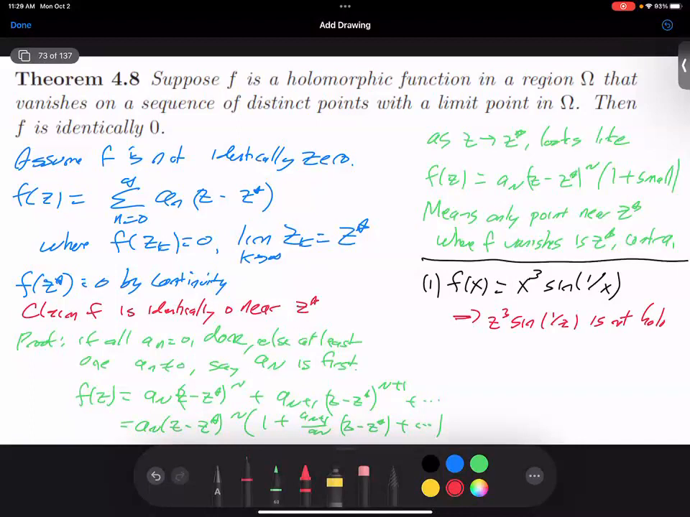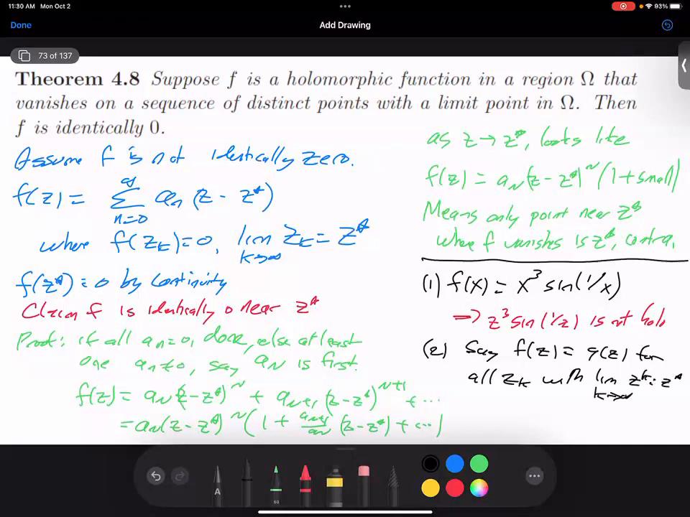Now there's something else that's very valuable about this. Say f of z equals g of z for all z_k, with the limit as k goes to infinity of z_k equal to z star in the region. Then what must be true? f equals g. So if you have two complex valued functions that equal each other along a sequence that accumulates, the only way that can happen is if they're the same. Is that true in real analysis? Can you give me an example of two functions that equal along a sequence that accumulates but are not identically the same? Yeah, exactly. The function that's right on the board. So again, complex analysis is very different than real analysis.